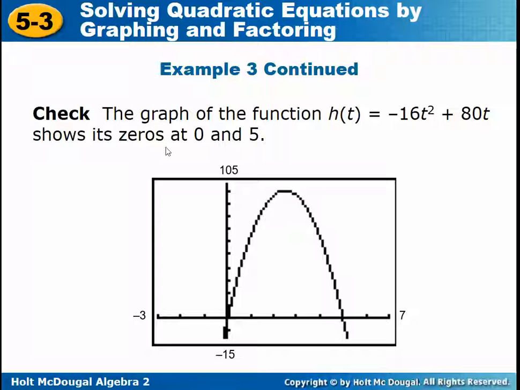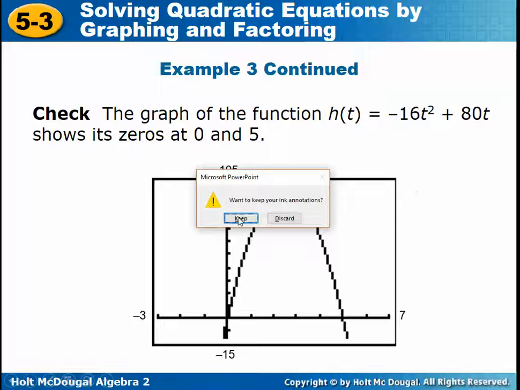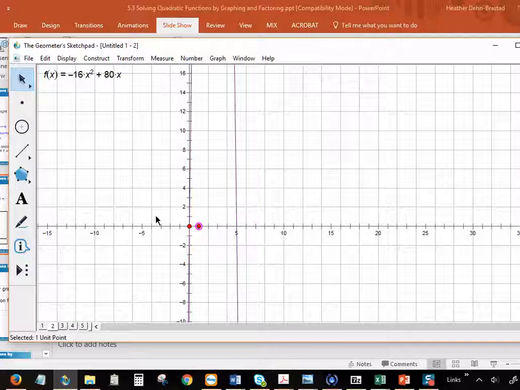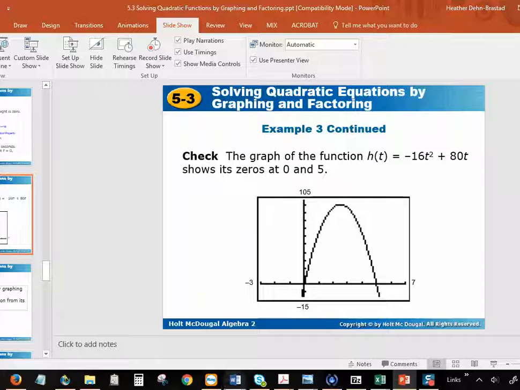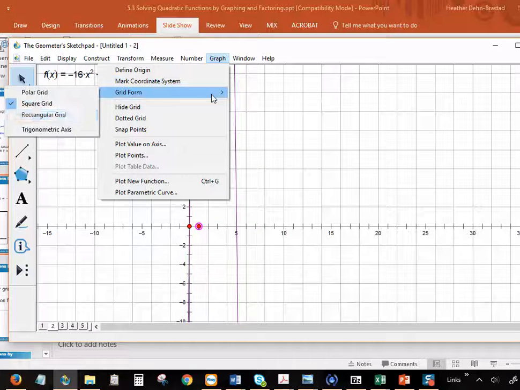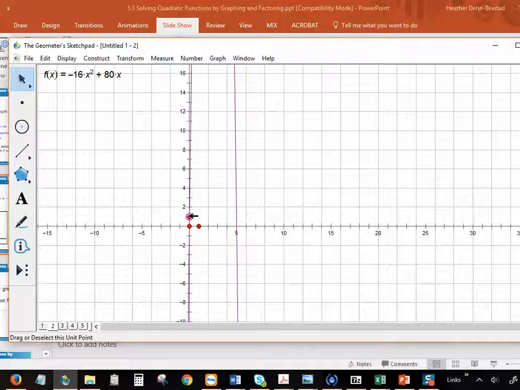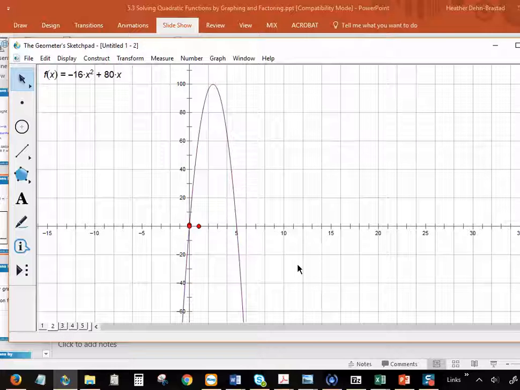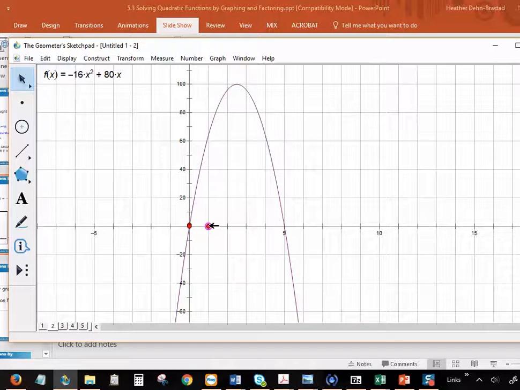And you can check with graphing. I think I have this one in the Sketchpad file that I've been using. Let me double check here. Yeah, it's right here. I wanted to show you this one because when I first graphed it, it's very hard to see the whole picture of what's going on. So I'm going to go to Graph Grid Form and change it to a rectangular grid so that I can see more of the height. There we go. And then we can see, of course, that the x-axis is our time in seconds, and our y-axis is the height at different times.